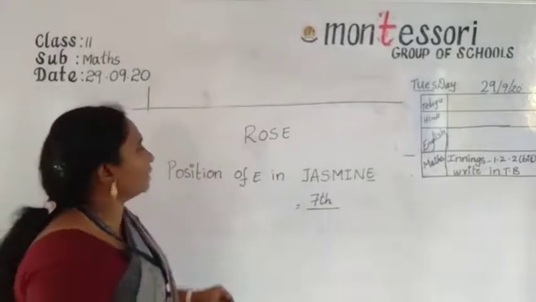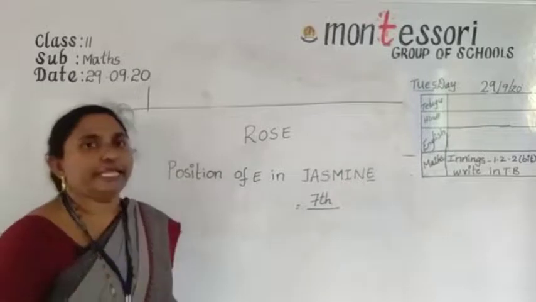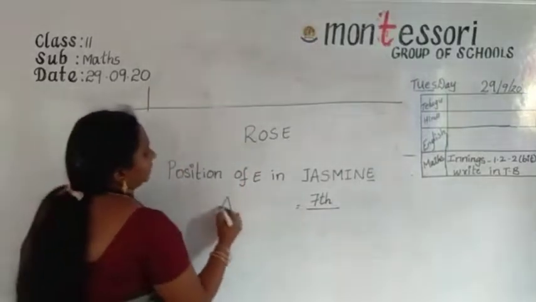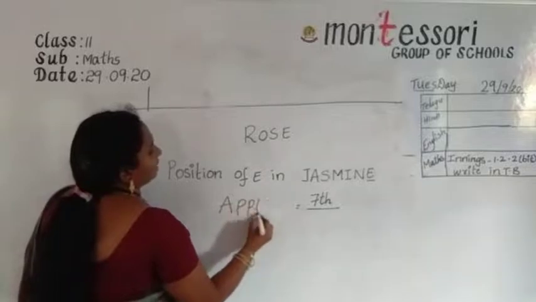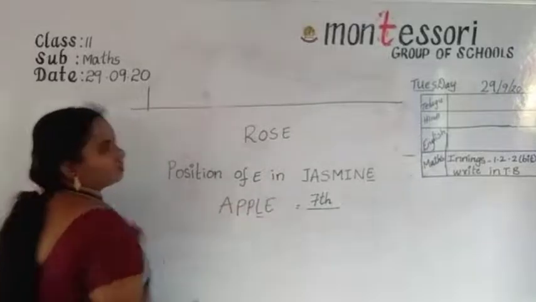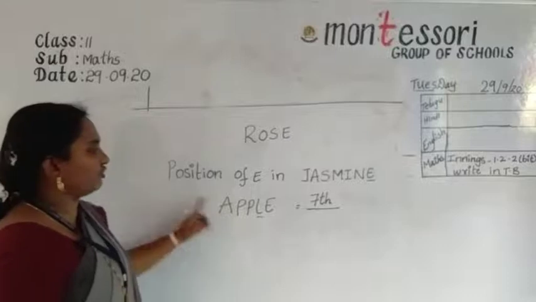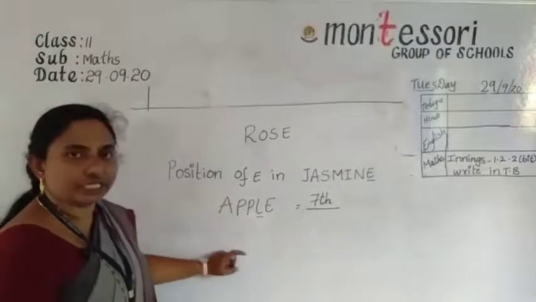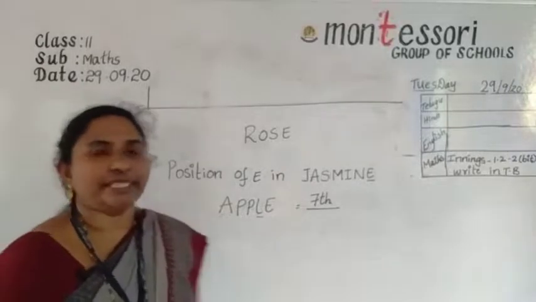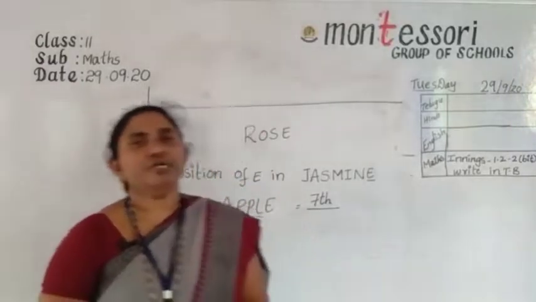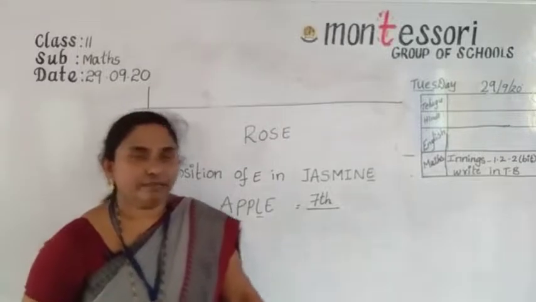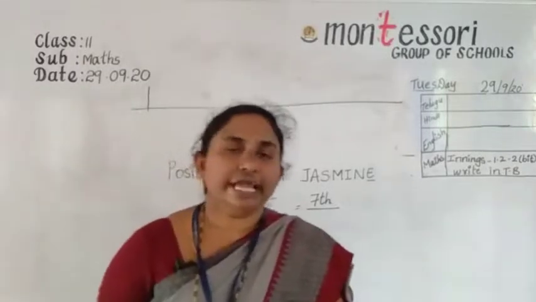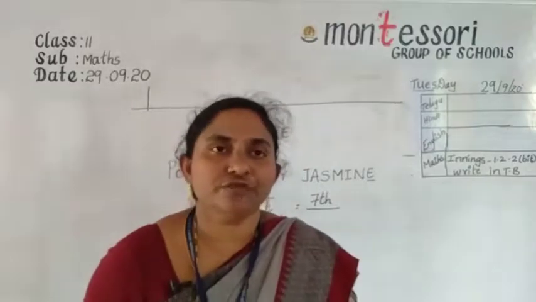For example, take apple. In this apple, what is the position of L? Position of L in apple, fourth position. Understood? Likewise, you can take any word and any letter and write its position also. Understood all of you?